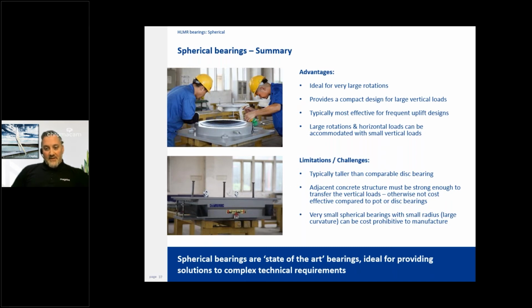Some limitations are that they can be taller than comparable designs, so that's an application consideration. Like I said, the adjacent concrete must be strong enough, and there are instances where the bearing's relatively small and the rotation is large, so it's really going to have a prohibitive ratio of sizes. So these are definitely state-of-the-art bearings, but it's important to know that all of the bearings are application-based, so one is not necessarily better than the other in any given case.